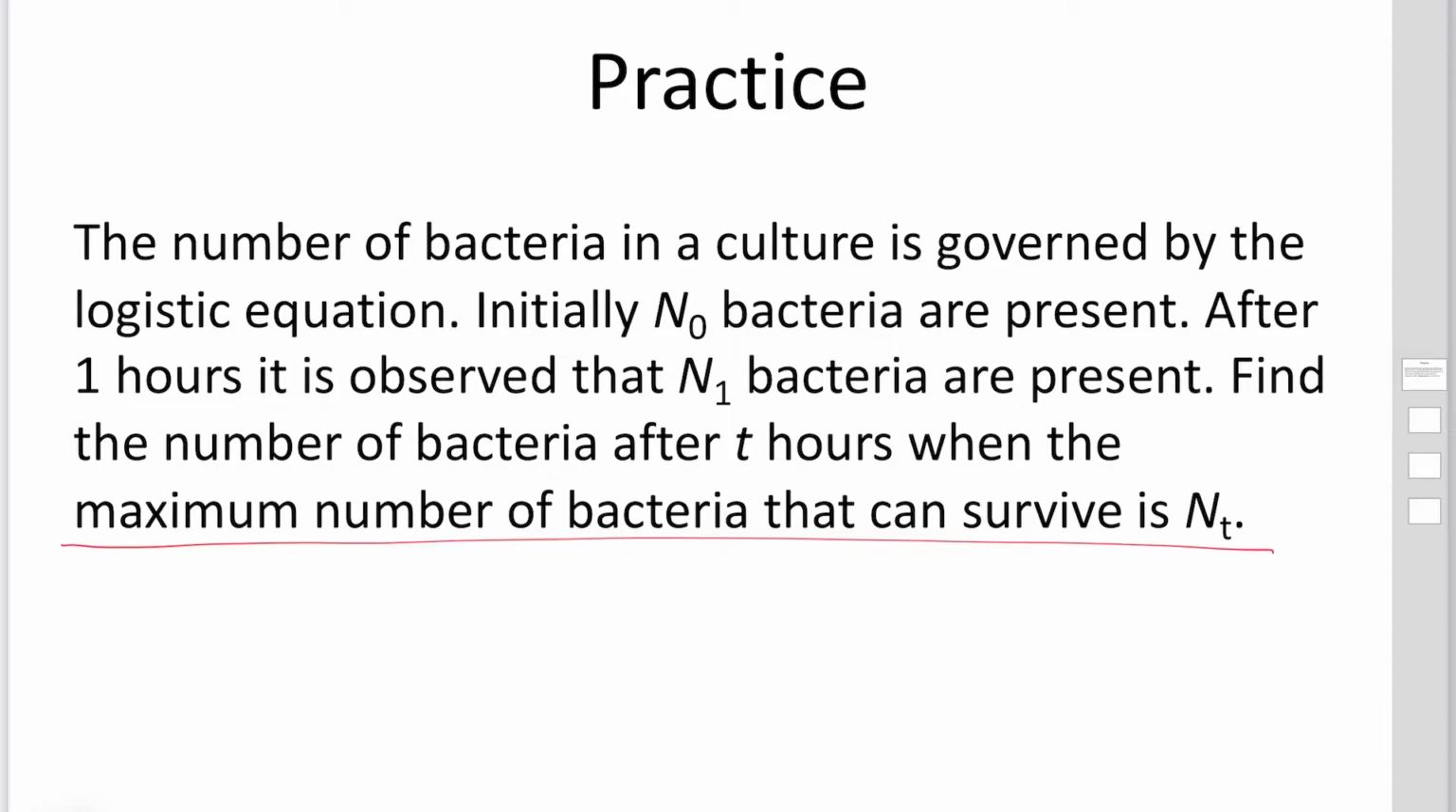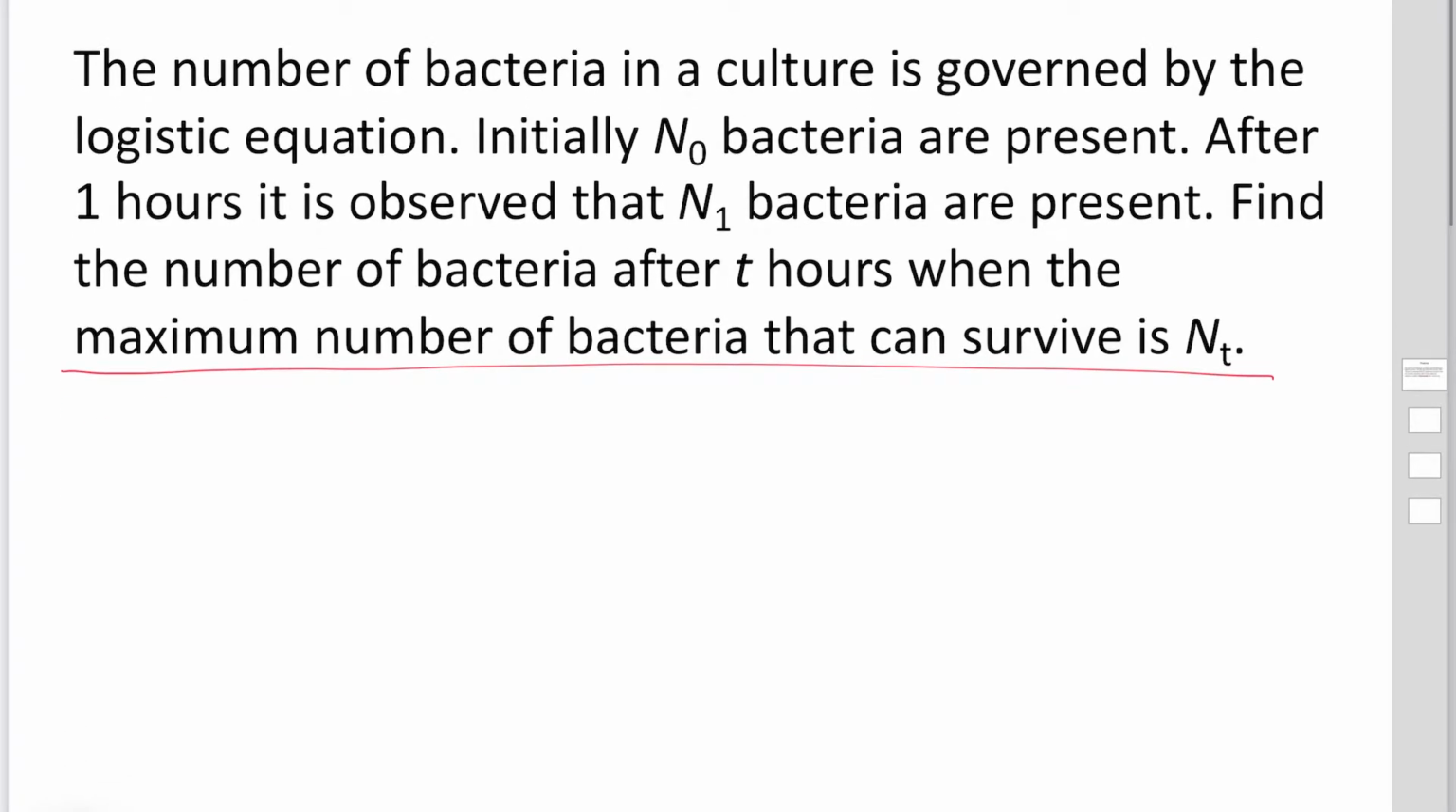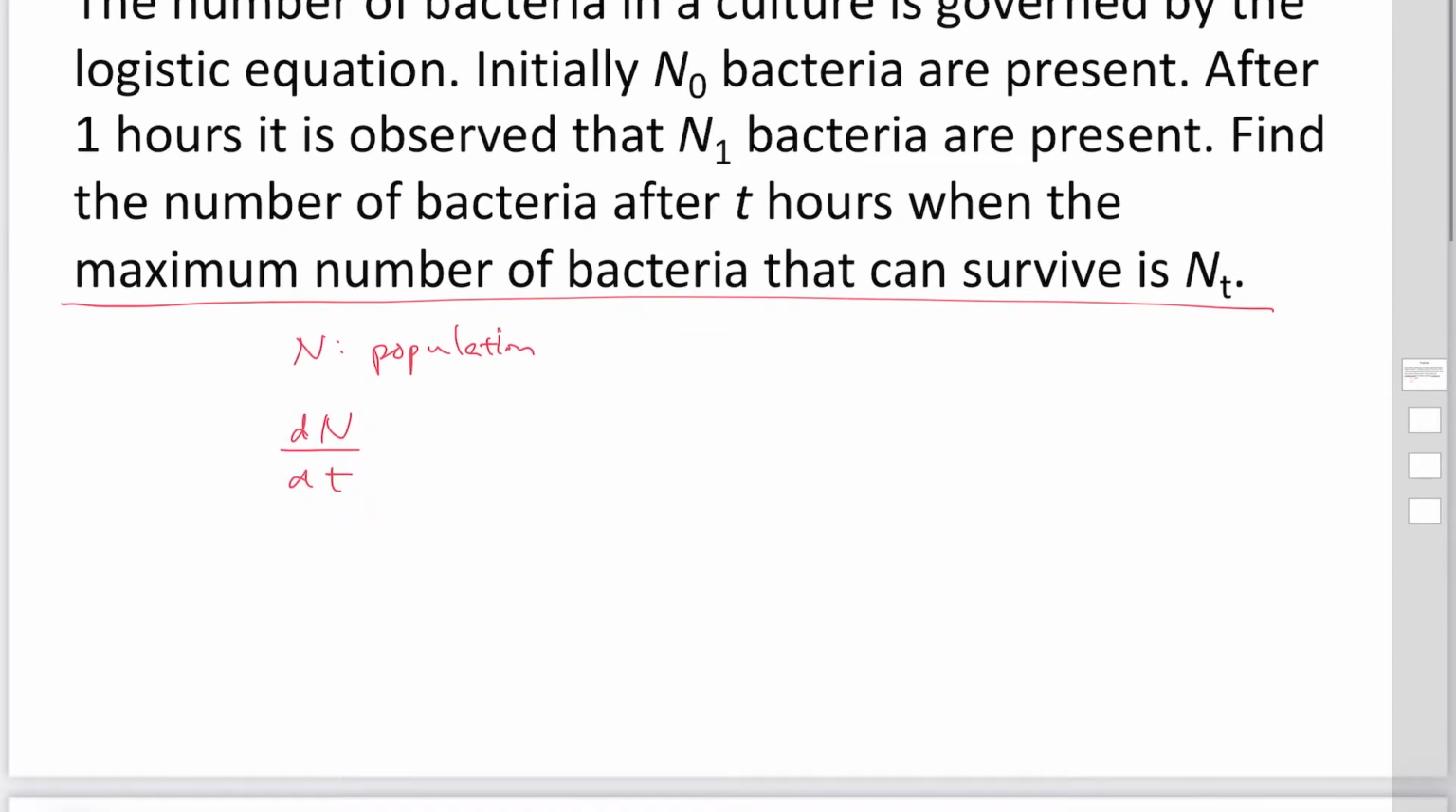So this is a logistic model, population growth. N is the population's number of bacteria. The change in the number of bacteria can be expressed as dn dt equals a n times n sub t minus n, where a is a proportional constant. We introduce this factor n sub t minus n. If you substitute n equal to n sub t, then dn dt becomes 0 because of this factor.